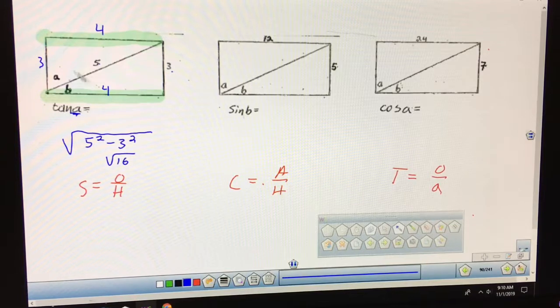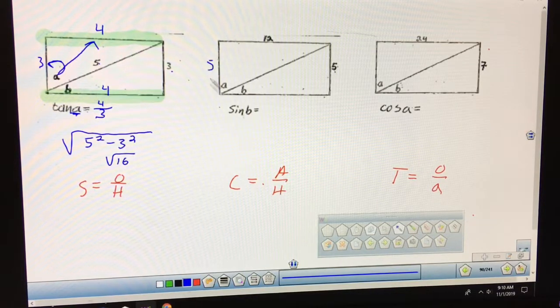Now I can do tangent of A. Tangent of A is opposite of A, which is 4, over the adjacent of A, which is 3. Once again, this side is 5, so this side is going to be 5. If this top side is 12, this bottom side is going to be 12.